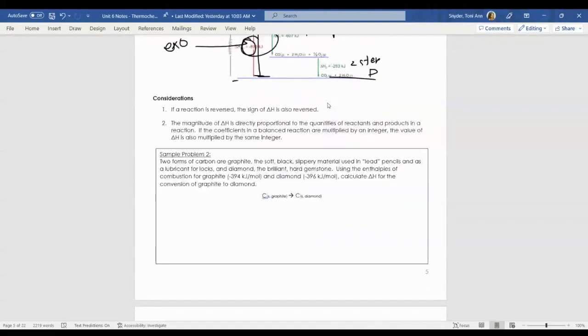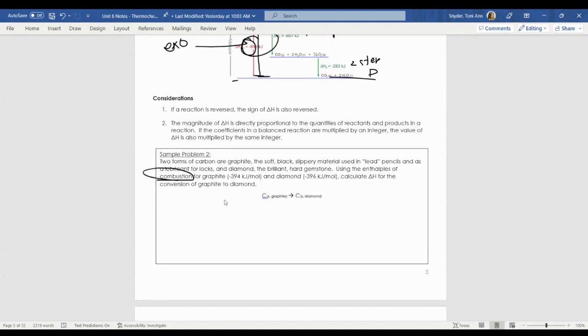Let's go ahead and do some examples with Hess's law. So, considerations. I'm going to take you through this here and we'll talk about how to do this. So, sample problem 2. Two forms of carbon. You have graphite and you have diamonds. Okay, very different properties. Using the enthalpies of combustion for graphite and diamond, calculate the delta H for the conversion of graphite to diamond. So using the enthalpies of combustion, okay?